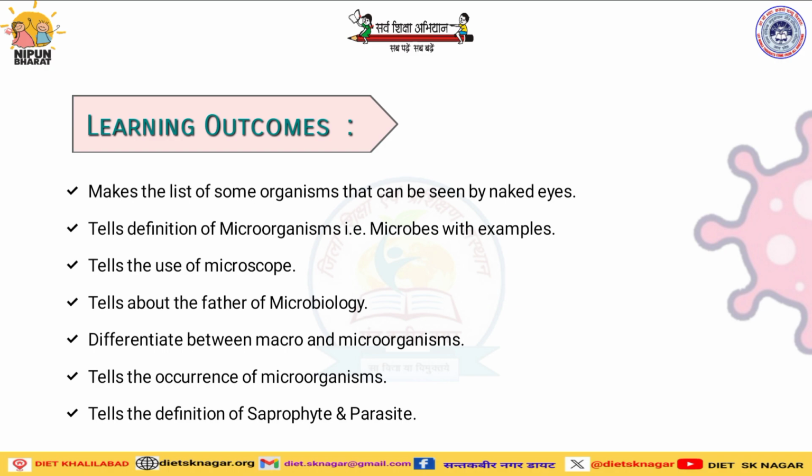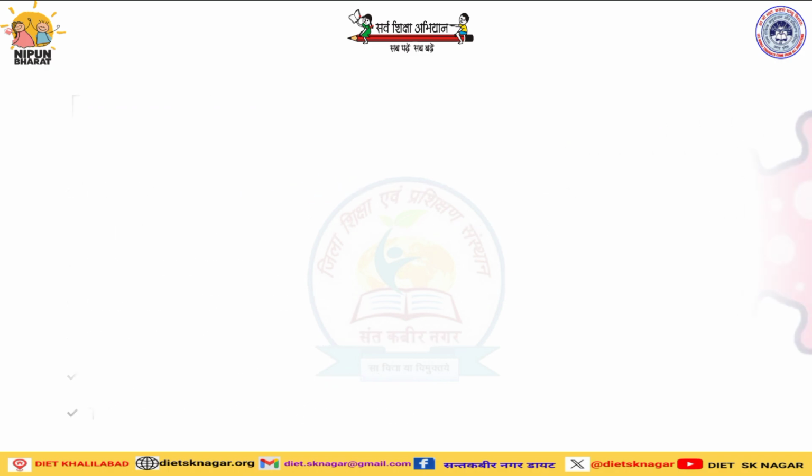You can tell the use of microscope. You can tell about the father of microbiology. And after doing the class, you will be able to differentiate between macro and microorganisms. You will also be able to tell the occurrence of microorganisms and tell the definition of saprophyte and parasite. So, let's start the class.